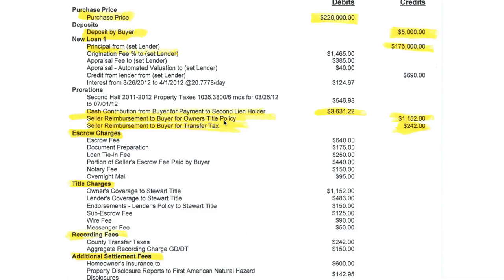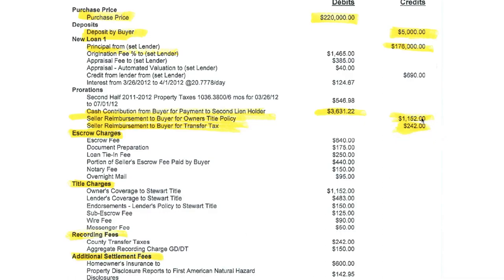Sometimes in the instance of new construction, new condo developments, the developer makes the buyer pay for the transfer taxes, but in most cases, the seller picks up these two items. So what we see is it actually is canceled out. The buyer's being charged down below $11.52 for owner's title, but then there's a credit of $11.52 to offset. Same goes for transfer taxes. If you follow the cursor, there's a $2.42 debit to the buyer, and then there's a $2.42 credit to offset.